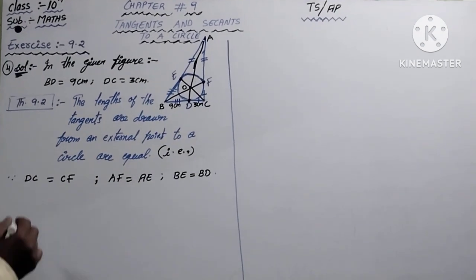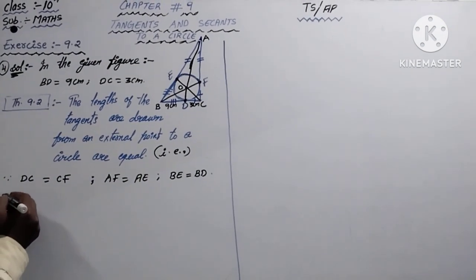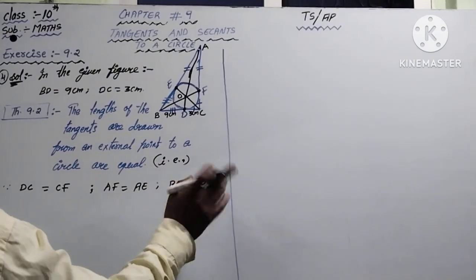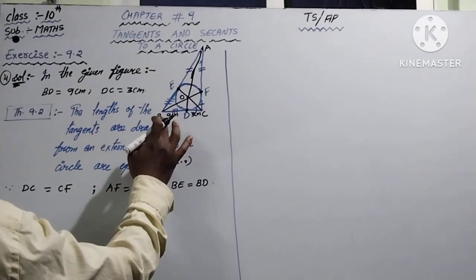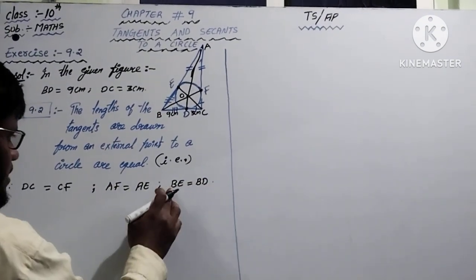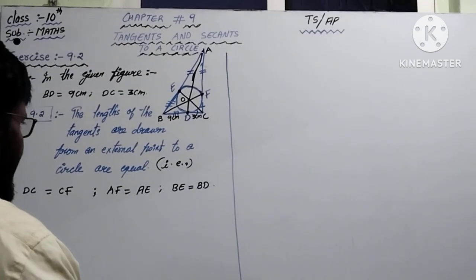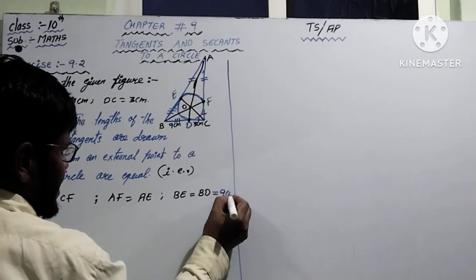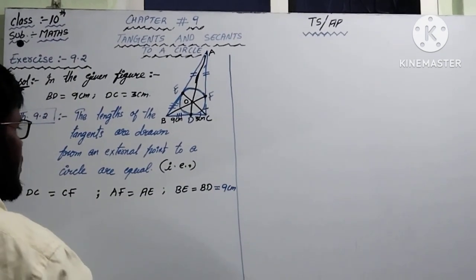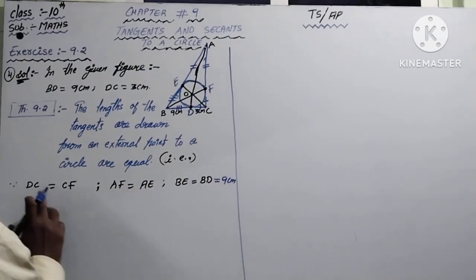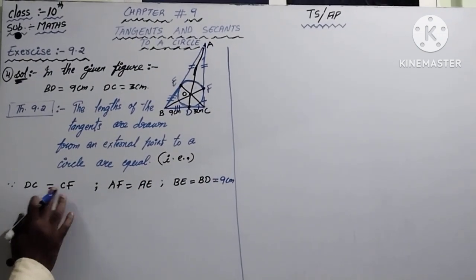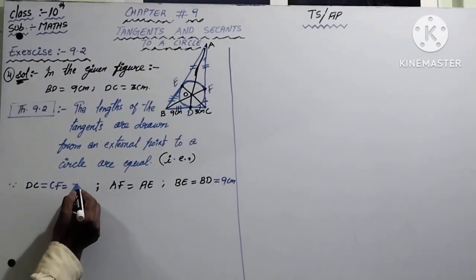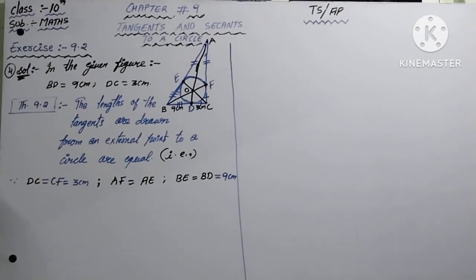Next, I have the values here. BD is equal to how much? 9 centimeters. So BD is also equal to BE, that means 9 centimeters. Then DC is equal to CF. DC is 3 centimeters, that means CF is also equal to 3 centimeters.